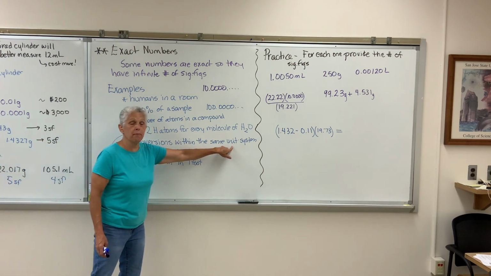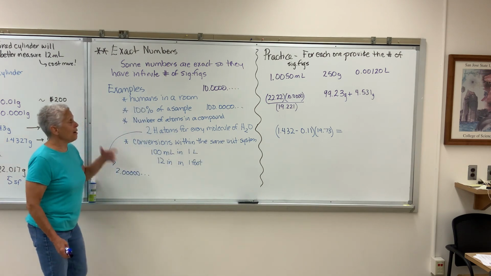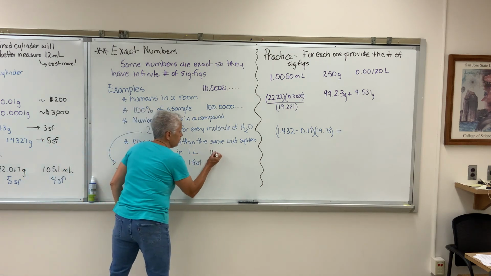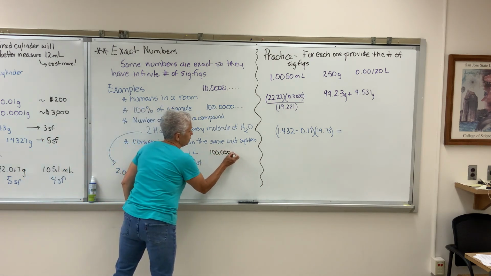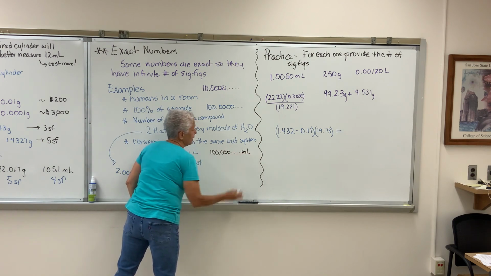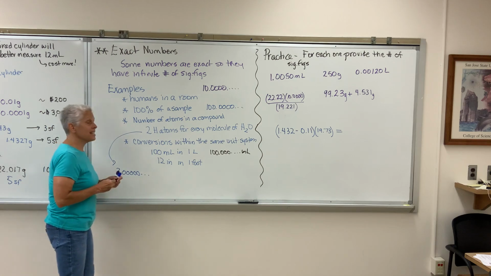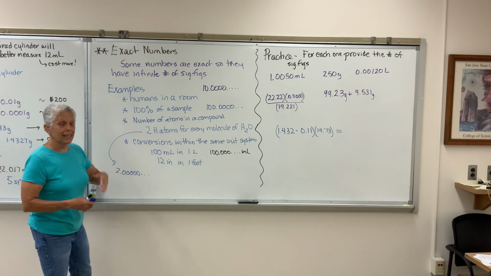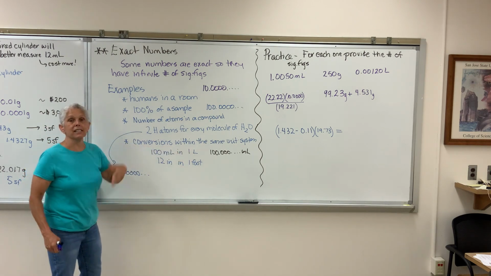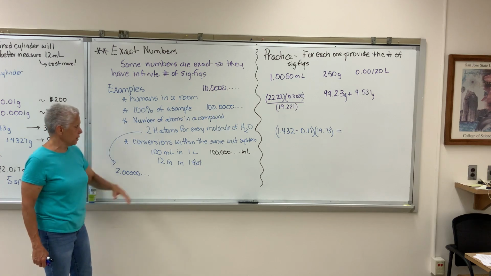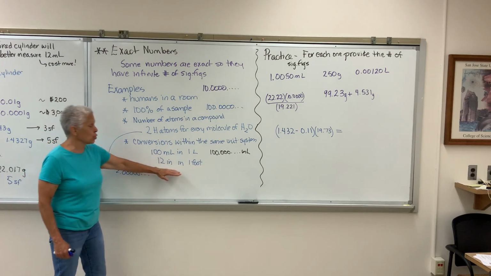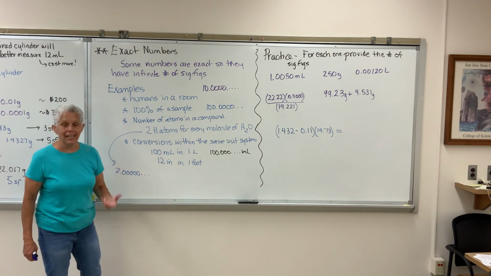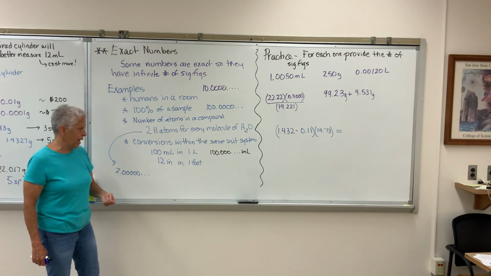Conversions within the same unit system have an infinite number of sig figs. So there's 1000.0000, as many as you want, mL in a liter, because that's the definition of a milliliter. It's defined within that system to be exactly that. The same thing, a foot has 12 inches. So it's 12.00, as many digits as you want, inches, because it's defined that way.